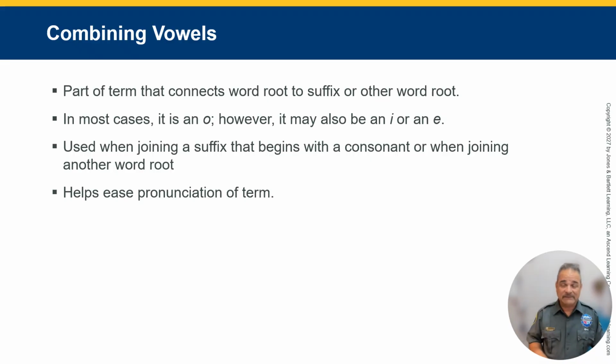Okay, so combining vowels, very, very important. A combining vowel is the part of a term that connects a word root to a suffix or another word root. In most cases, it is an O. However, it can also be an I or an E. It is used when joining a suffix that begins with a consonant or when joining another word root. The combining vowel helps ease the pronunciation of the term.